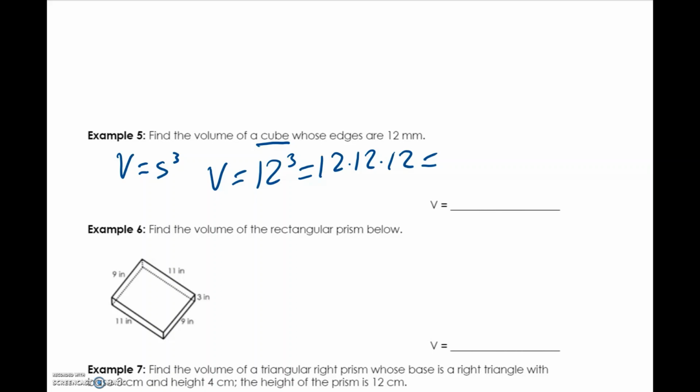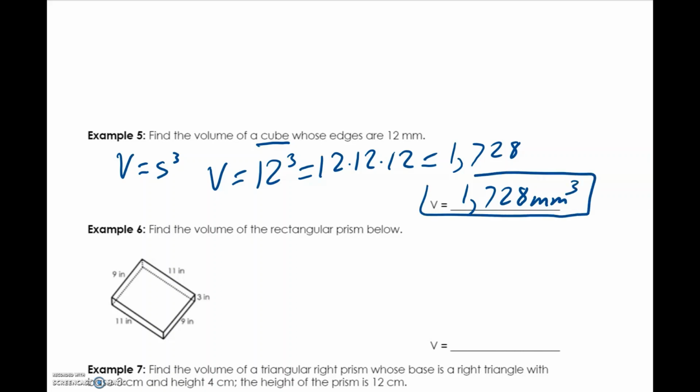Either way, you should get the same answer, which is going to be 1,728. So I'm going to write this in my volume box here. We are dealing with millimeters, and this time, when we're dealing with volume, instead of squared, kind of like we see with this shape, it's going to be cubed. Anytime you have volume, it is always going to be cubed. So that would be our final answer there.